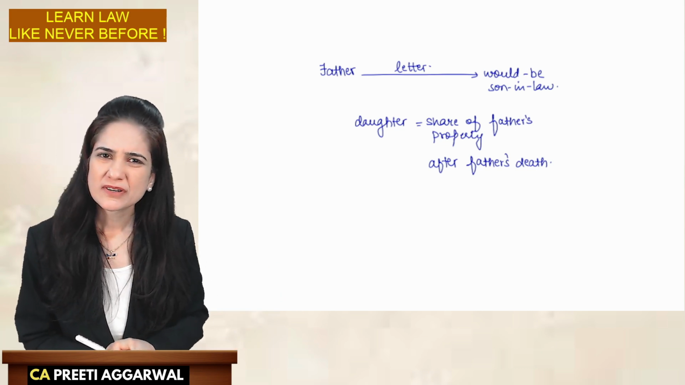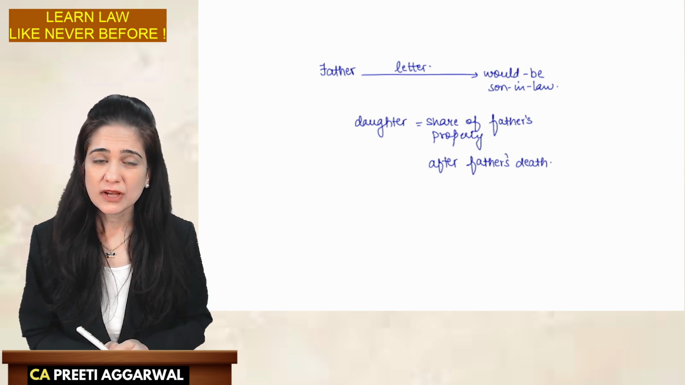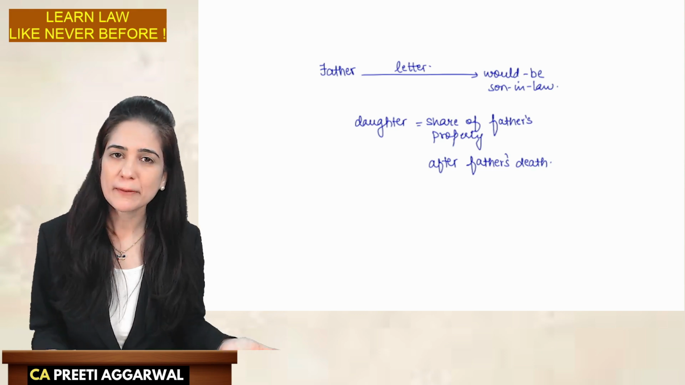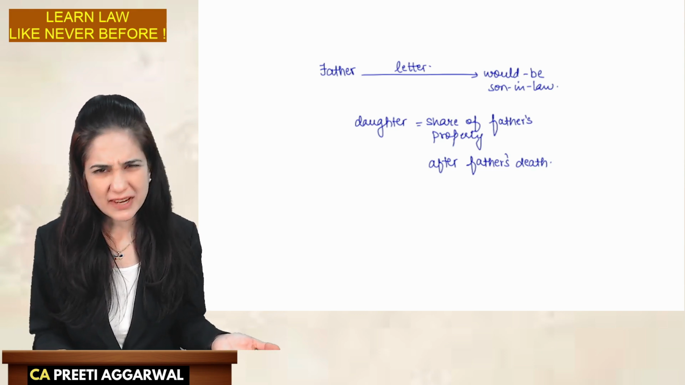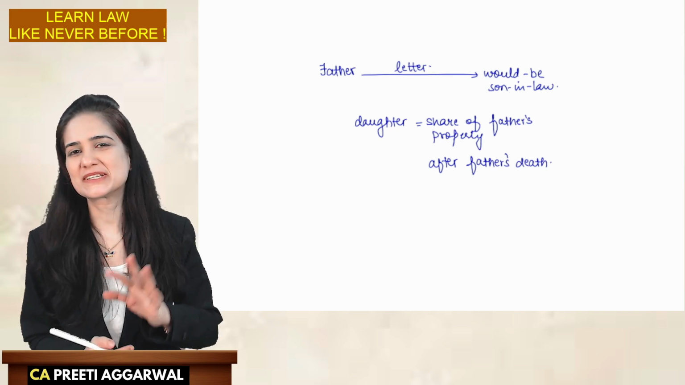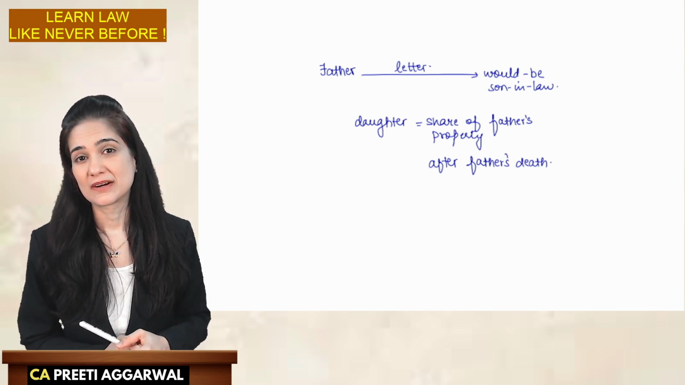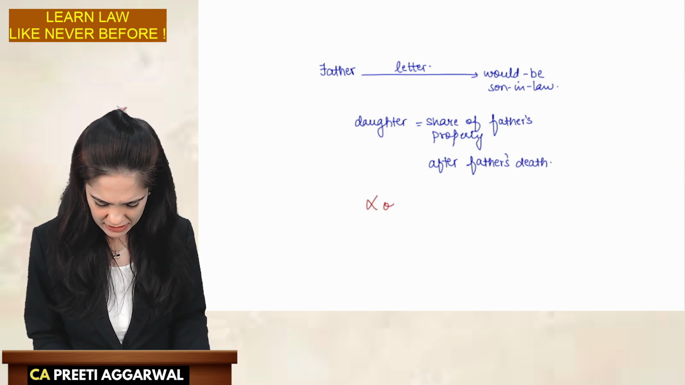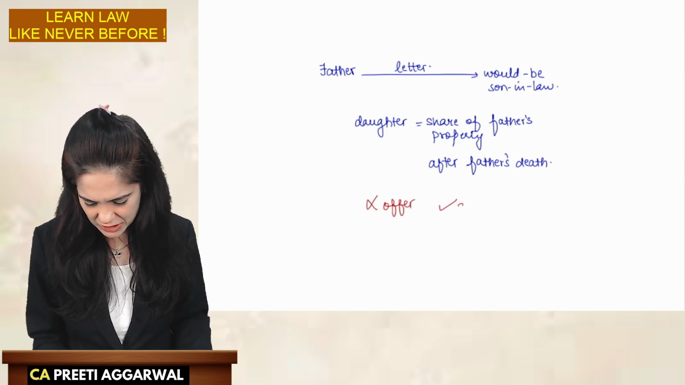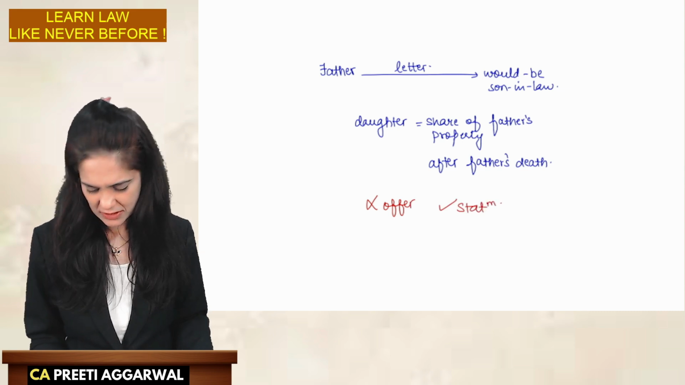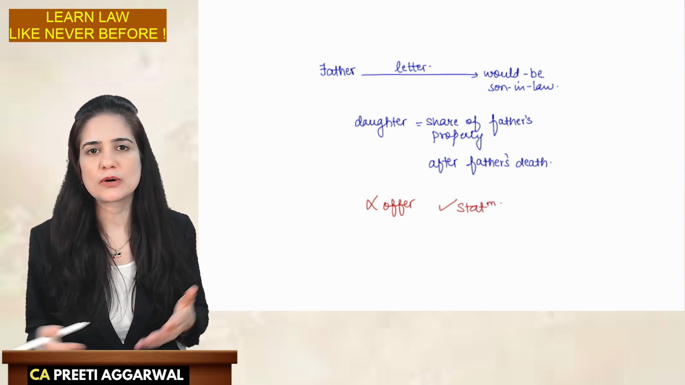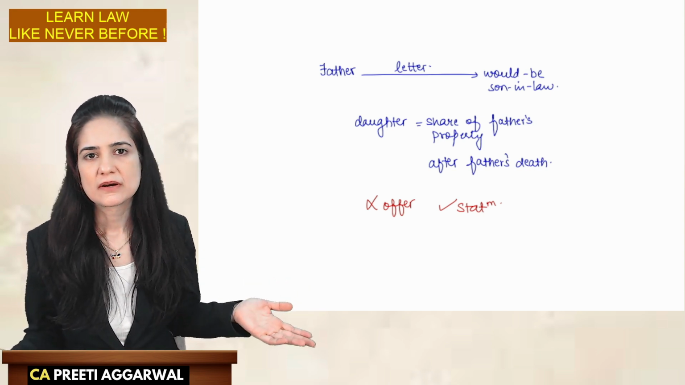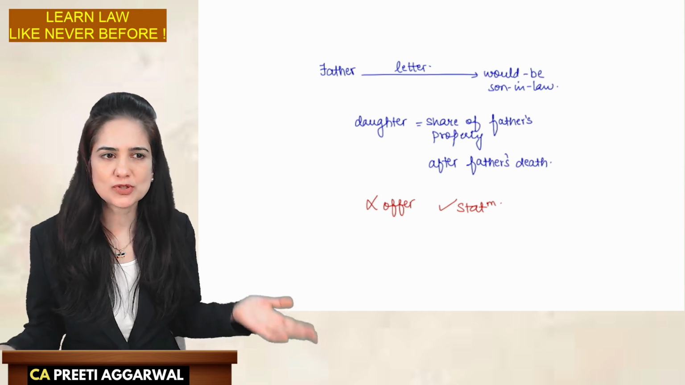Is it some kind of an offer? Will you marry my daughter? Will you manage my business? Is there an offer, or is it just a statement? It's just a statement. It's not an offer. There's no offer in this case. He's just mentioning that my daughter will have whatever is left of my property. Everything will go to my daughter. It's not an offer at all.